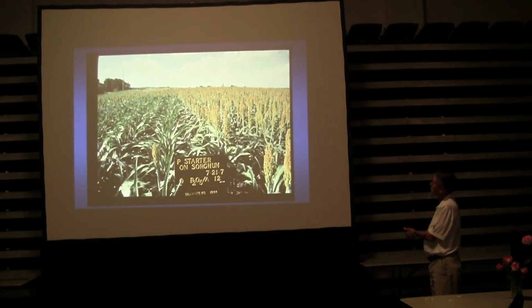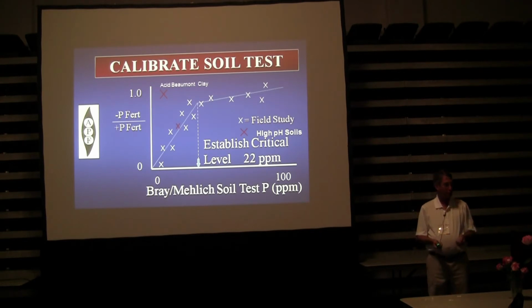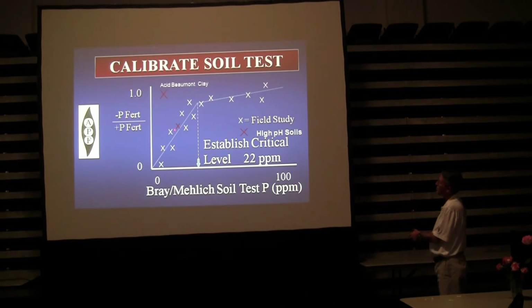So this is on sorghum, and you do this on all the different crops and all the different fields. And so at that 10 parts per million, we added phosphorus fertilizer, we doubled our yield, and so we do all these different plots, and you get a little curve like this. And so where it breaks off, that's what you call the critical level.